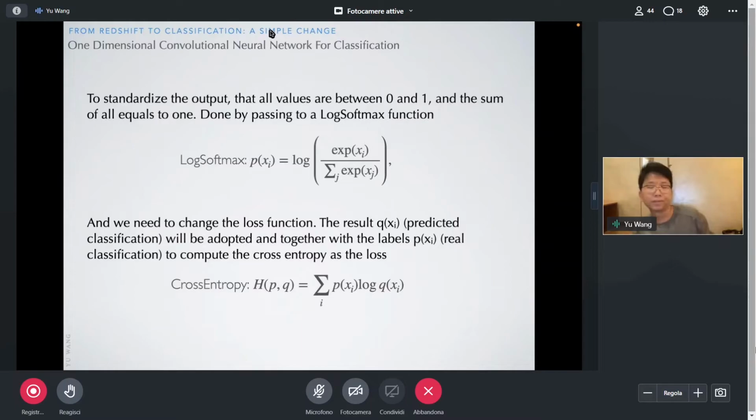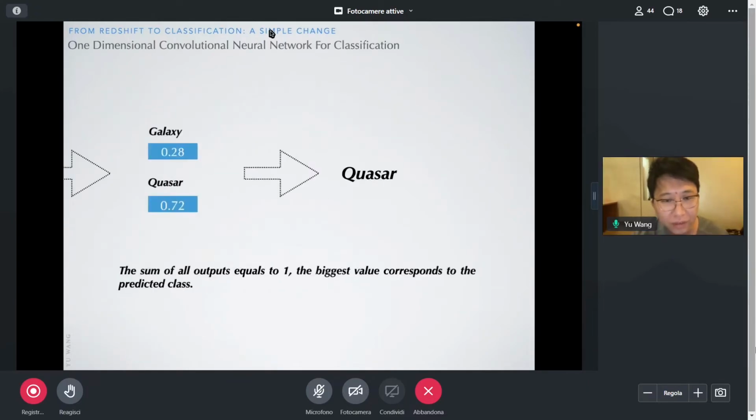And also the loss function is different. In Rahim's case, he used the mean, actually I don't remember. But in this sample, I use the cross entropy. The cross entropy is widely used for classification. So we need to change two parts, the last layer of the net and the loss function. So after doing this, for example, we predict the two values.